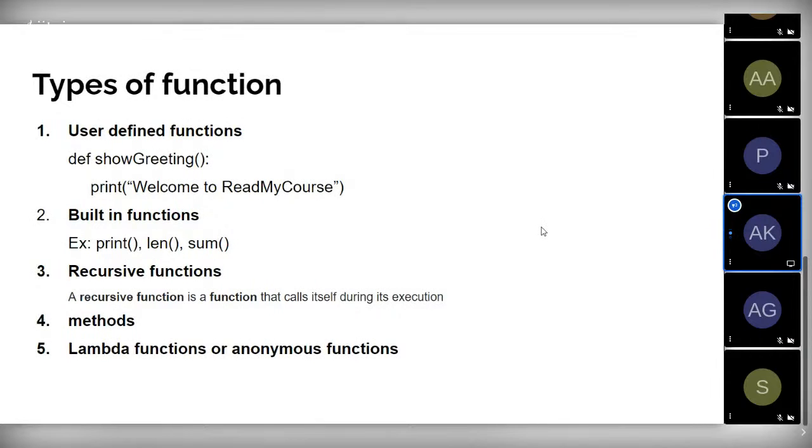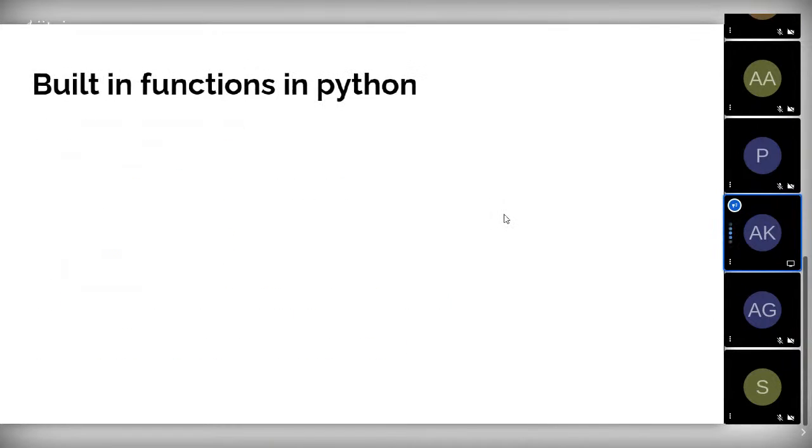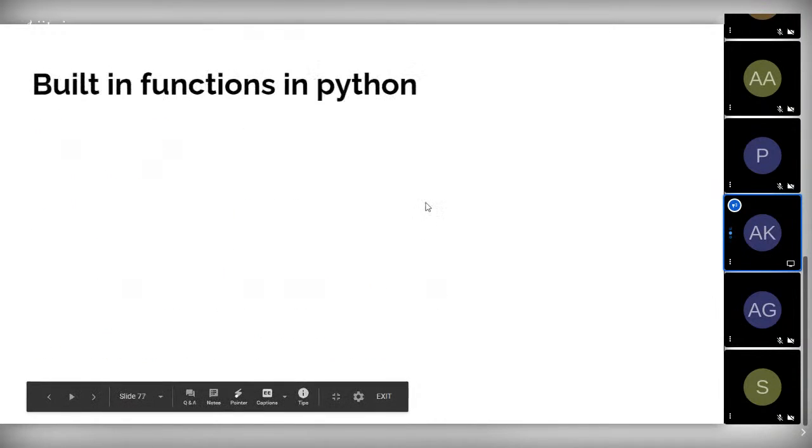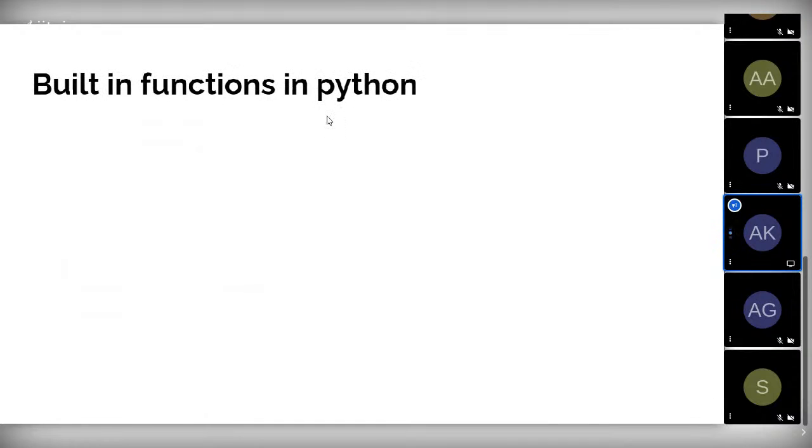And this is lambda function, anonymous function. I will give you the example of lambda function or anonymous function. First I am covering built-in functions in Python. I'm really very sorry for this noise. First is built-in function in Python. These are basically some examples of built-in functions.